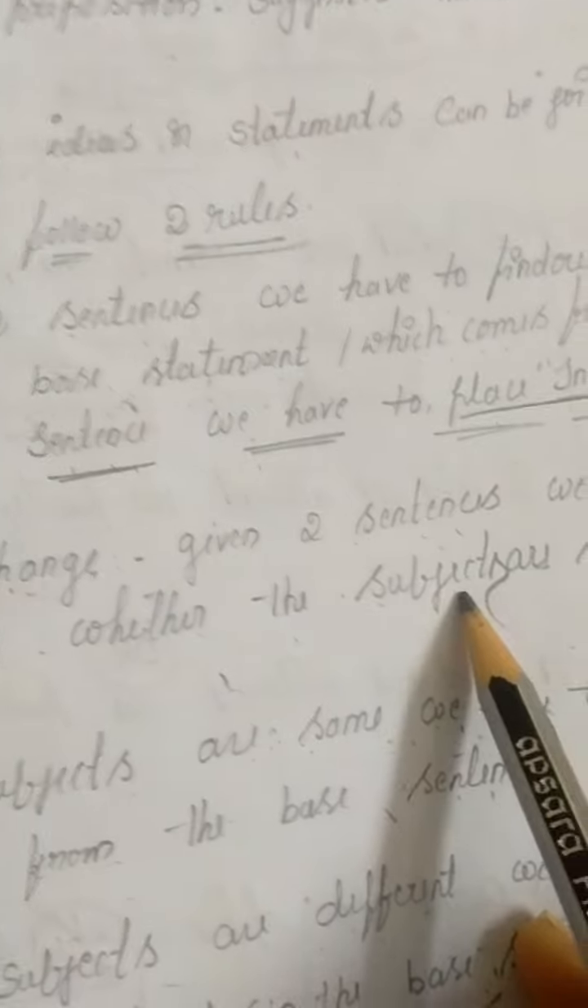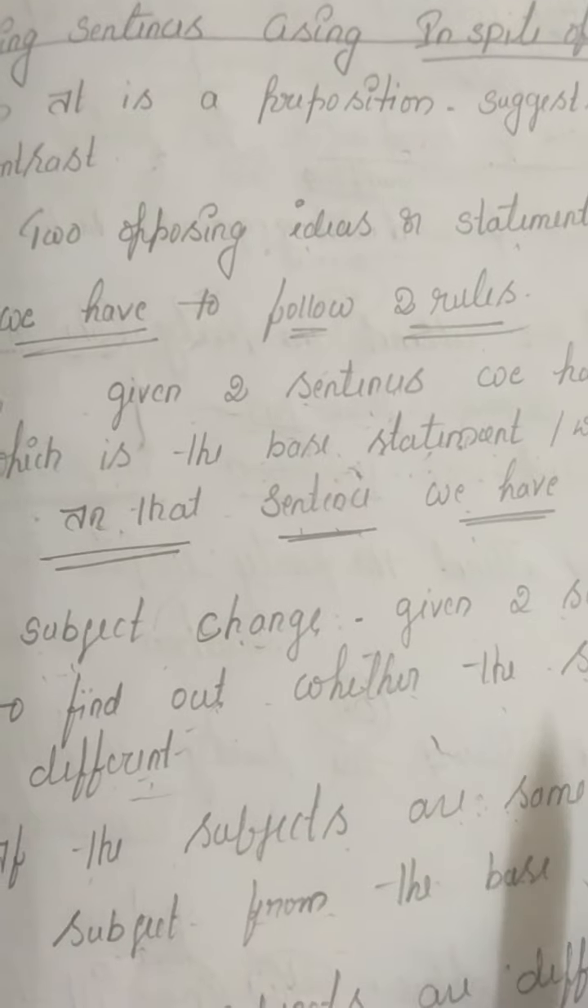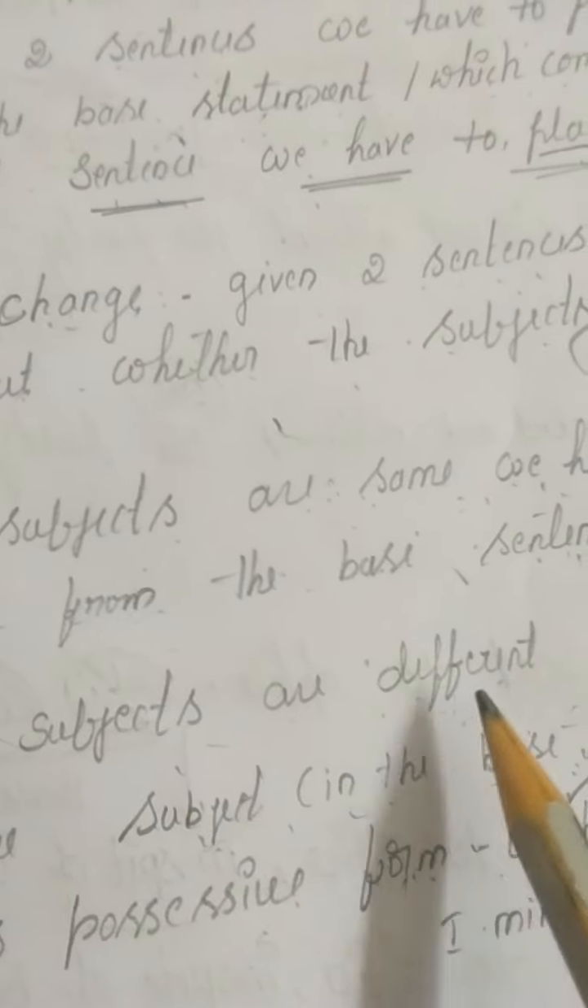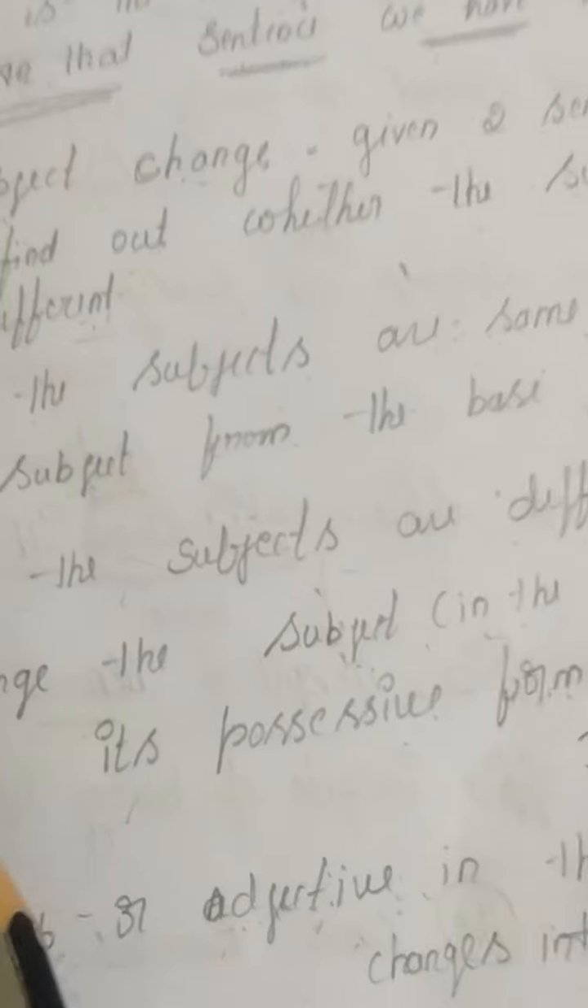Next one, subject change. Given two sentences, we have to find out whether the subjects are the same or different. If the subjects are the same in the two sentences, we have to remove the subject from the base sentence.